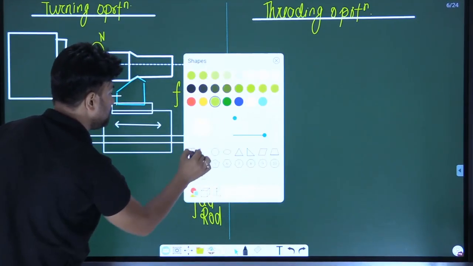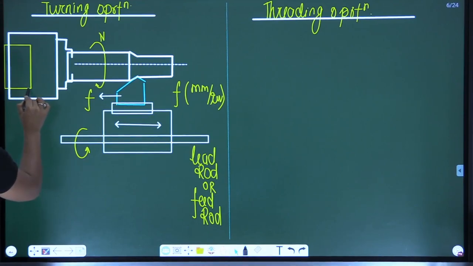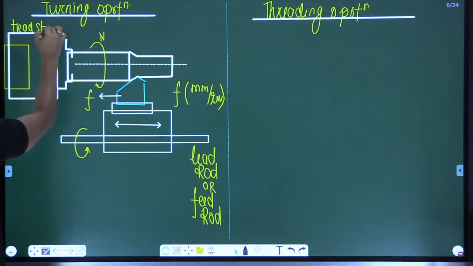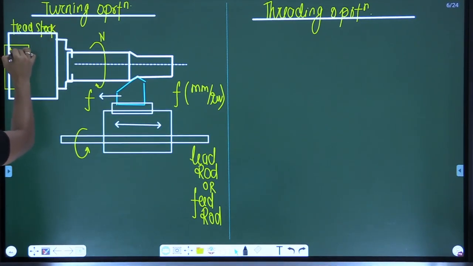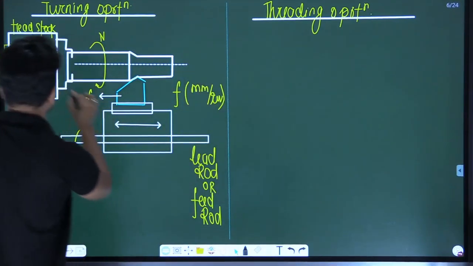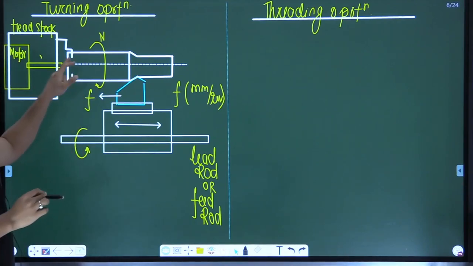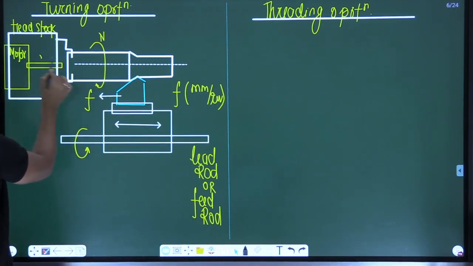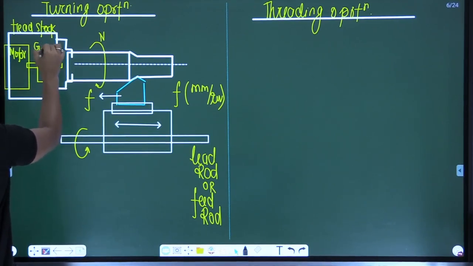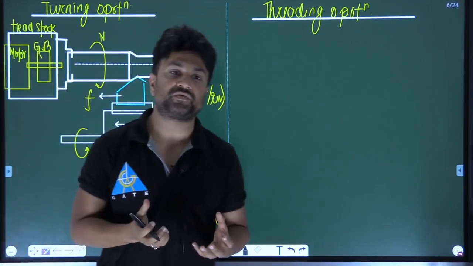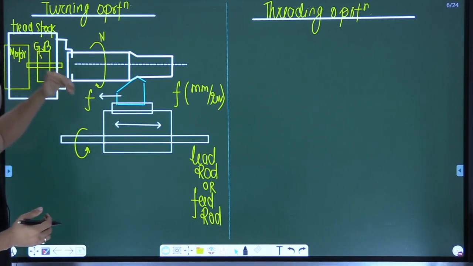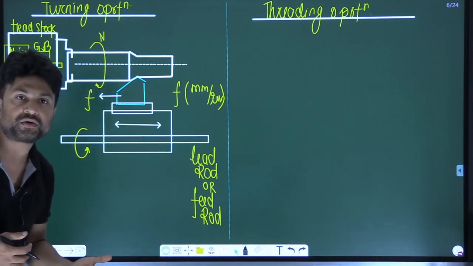As you know, the motor is there in the headstock, because basically this is simply a headstock, and this is a motor. The motor will supply the power with the help of a spindle to the chuck. And in between the motor and chuck, there is a gearbox also. Basically, you know the function of the gearbox. The gearbox will manage the speed. I mean, by giving a particular input, the gearbox will generate a particular output.